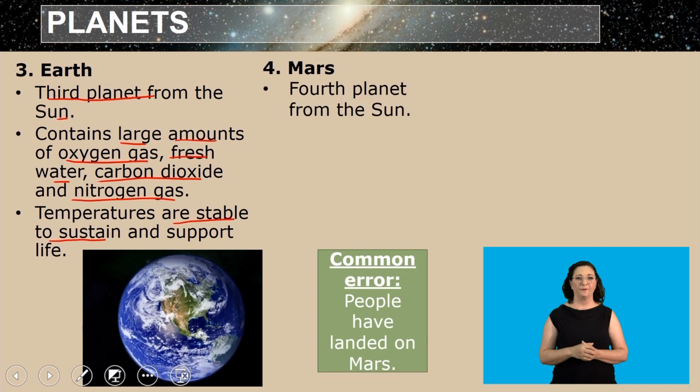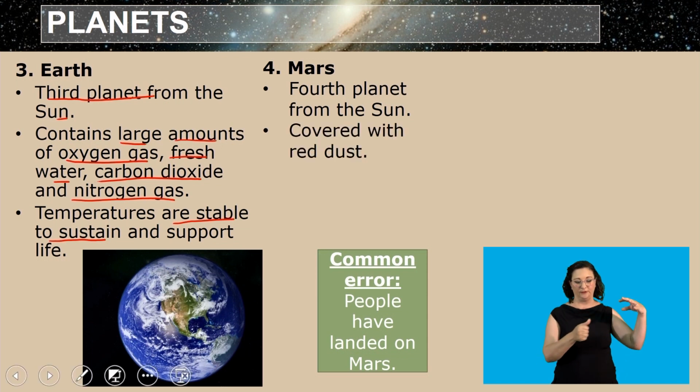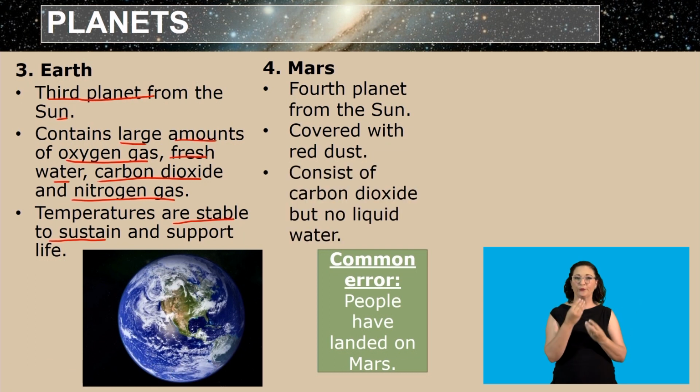And let us move on to the fourth planet, which is Mars. Now, Mars is the fourth planet from the sun. It is covered with red dust. It consists of carbon dioxide, but no liquid water. And because there is no liquid water, that tells you that there is no life on Mars. In order for life to exist, there must be liquid water, because we know that plants and animals, those living things, depend on water in order to exist.